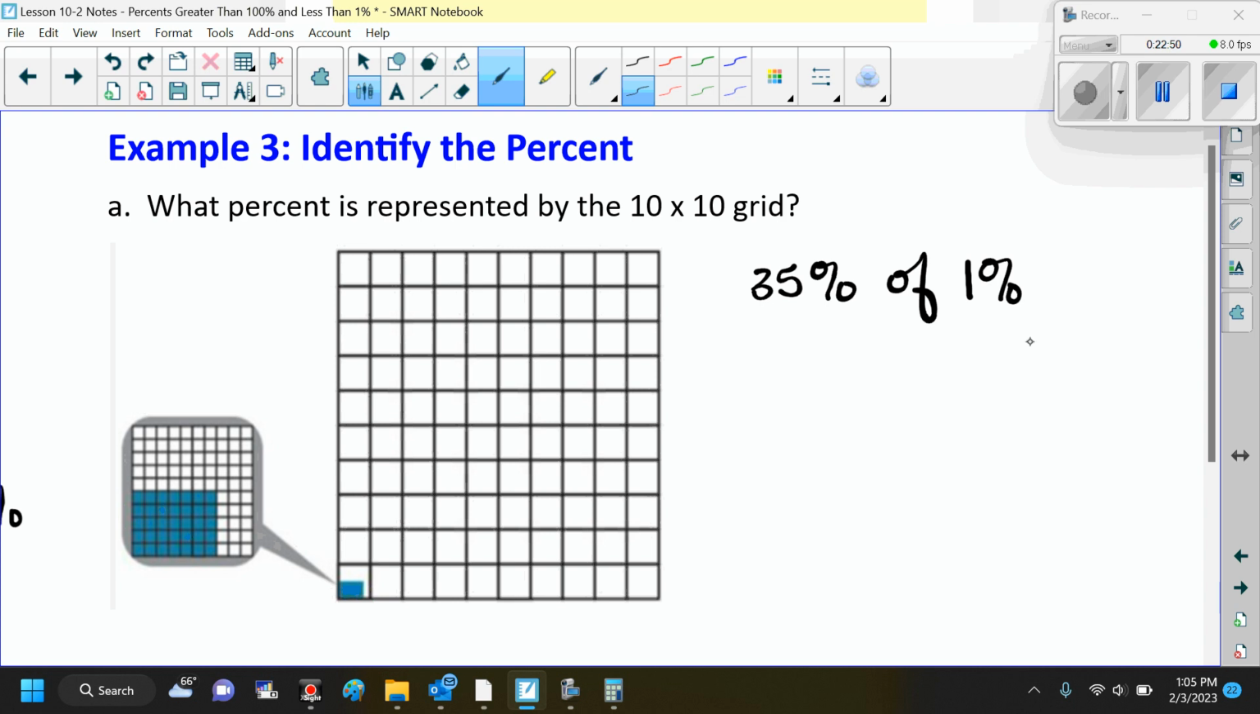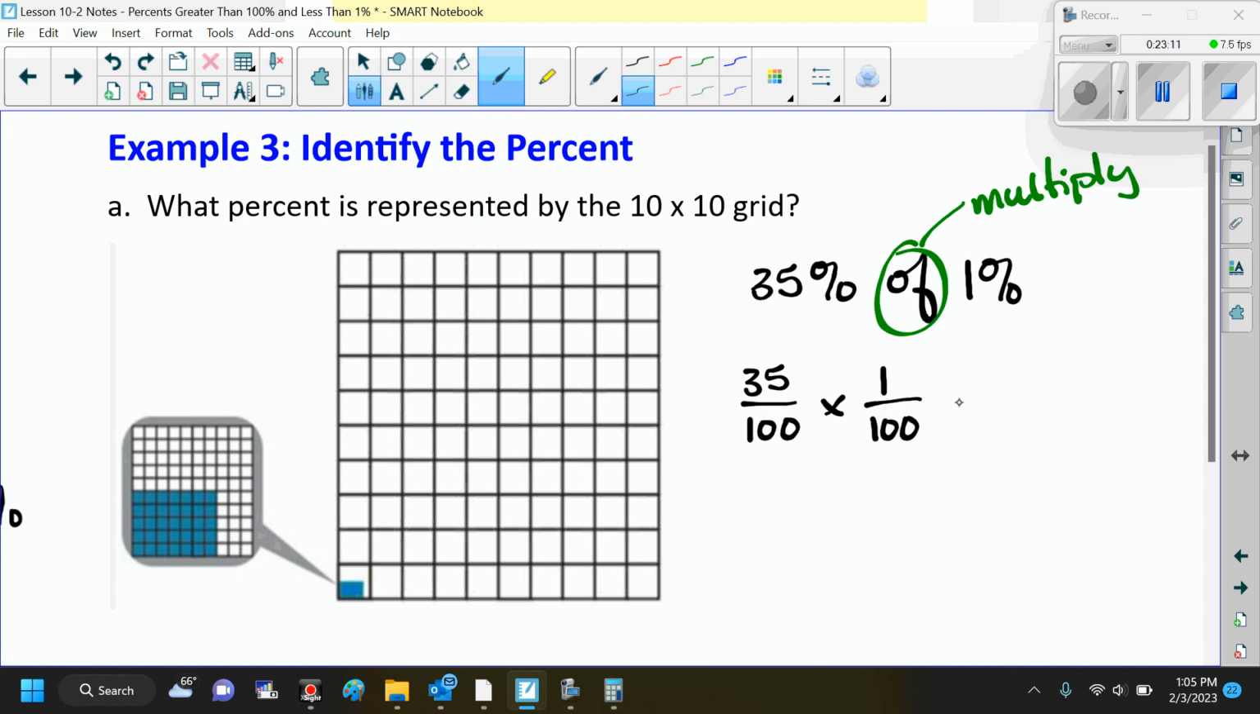Now, we know that in math, of means multiply. So if I change all of these to fractions, this is going to be 35 hundredths, that's per 100, times 1%, which is 1 per 100. Okay? Now, when we do this multiplication, that's going to give us 35 over 1 with 4 zeros, that's 10,000. So this is 35 over 10,000.